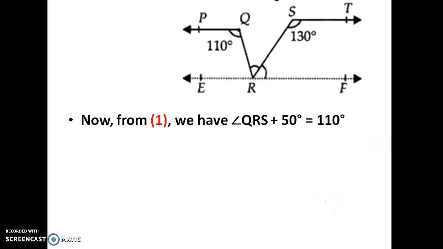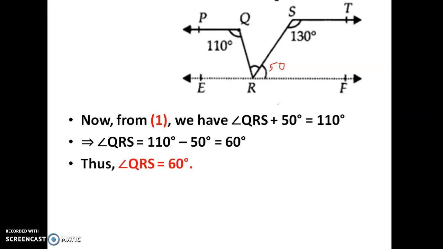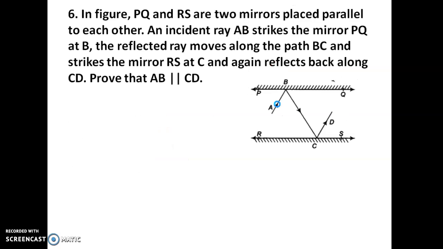Okay, so we want one more. This small angle we want. Now, we got this as 50 degrees. Okay, this alone is 50 degrees. Together it is 110 degrees. In the first one we found out that together this one is 110 degrees. So we want this portion alone. So 110 minus 50 is going to give that angle. So angle QRS equals 110 minus 50 equals 60 degrees. Okay, that's the required answer.